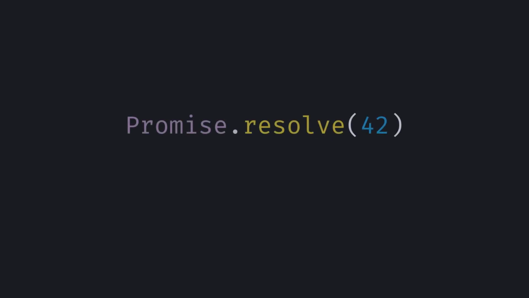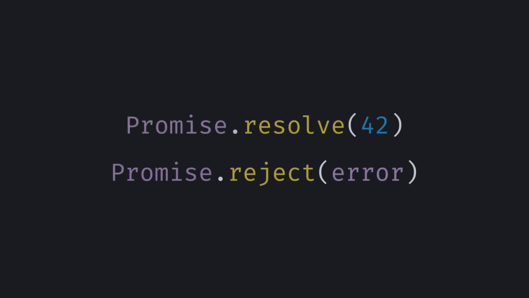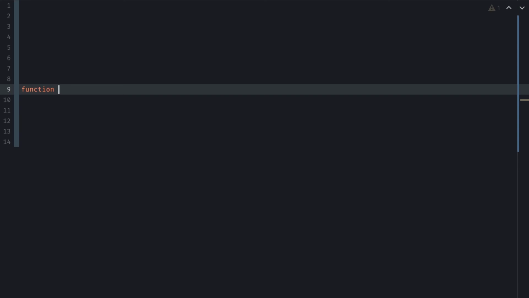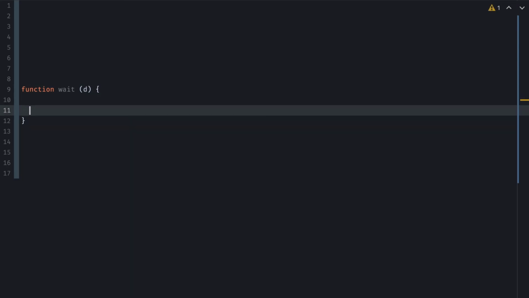Well, you might have noticed that you can factorize a resolved promise with the Promise.resolve function. You can deduce that there is also a Promise.reject function. These functions are useful when you need a quick way to create a promise. But if you want to create a promise from an async operation, you will need a promise constructor. Let's create a function called wait that takes a value for the duration of the wait and returns a new promise.